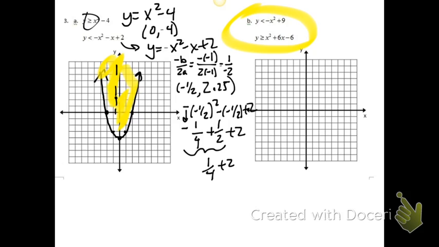Now this guy is going to open downwards. I think if you plug in 0, you get 2. And using symmetry, I would get that point. And if I plug in 1, I'm going to get negative 1 minus 1 plus 2. I think you get 0. So if I plug in 1, I get 0. That means using symmetry, I'm going to get that point. Now, because of this inequality, I'm going to use a dashed parabola. Dash it, dash it, dash it.